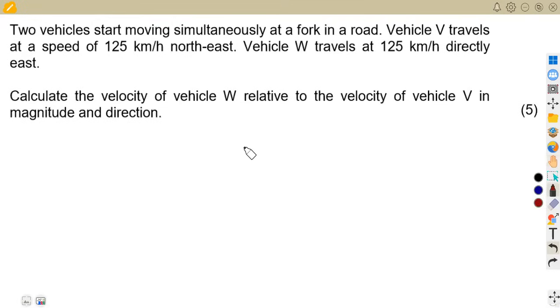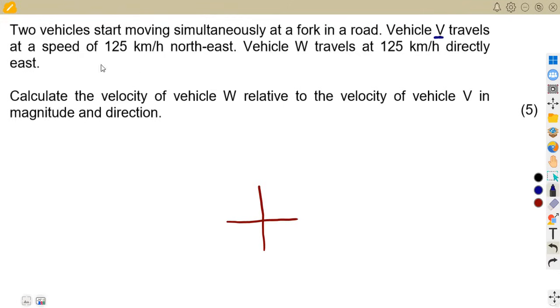So let's try to use this issue of components to solve some typical questions. This is a question that we are going to focus on from the question paper of August 2016, where we are given two vehicles that start moving simultaneously from a fork of a road. They are taken from the same point, moving simultaneously, that is at the same time.